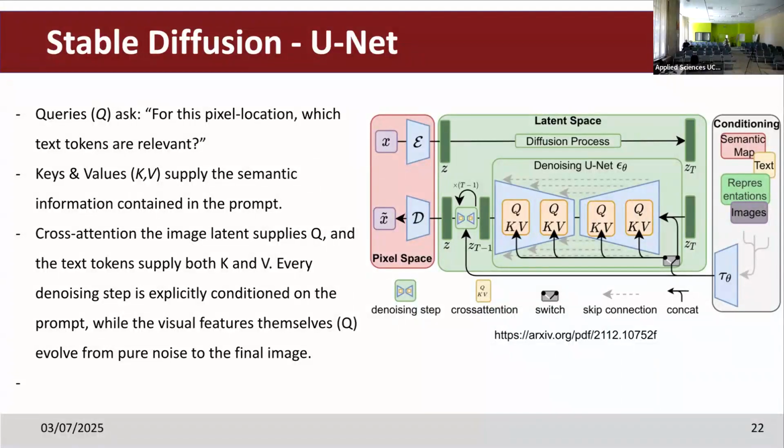Oh, okay. Wait, Q is just location within the semantic map, and then K and V. Okay, yeah, I got it. Thank you. Awesome.